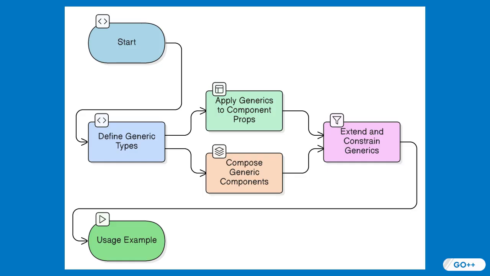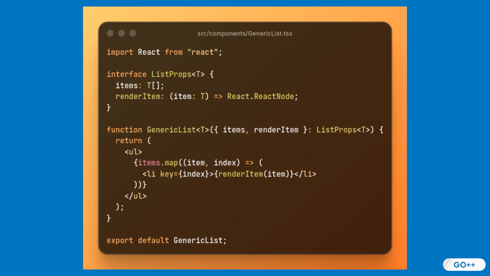Now, let's look at a practical example to understand how this works in code. We'll focus on the generic list component. This component demonstrates how to use TypeScript generics to create a list that can render any type of data. Here, we define an interface ListProps with a generic type T, which allows the component to accept an array of any type, along with a render item function that specifies how to render each item. This setup ensures that the component can handle any data structure you throw at it, making it highly reusable across different parts of your application.